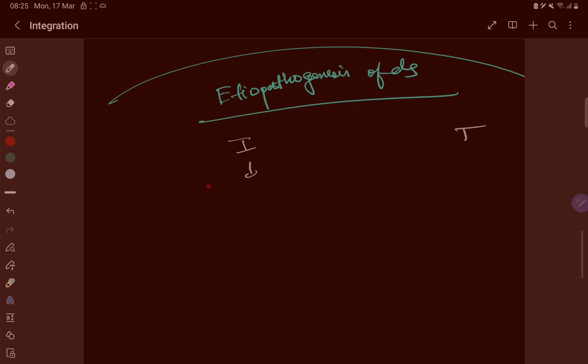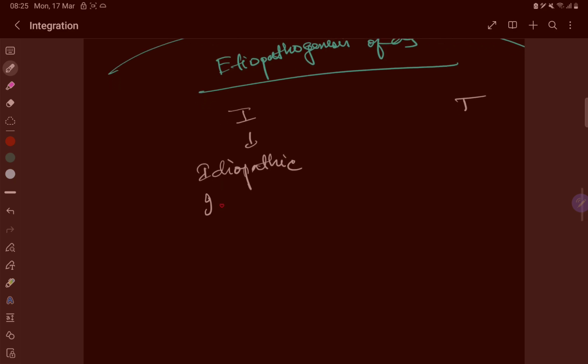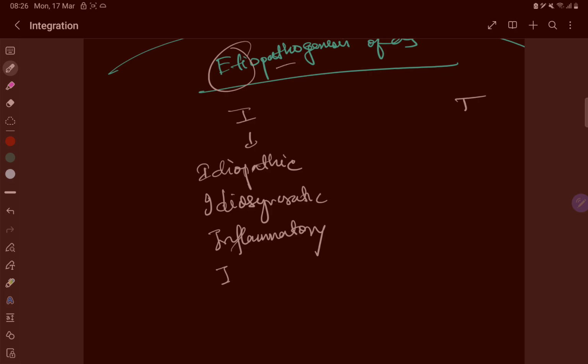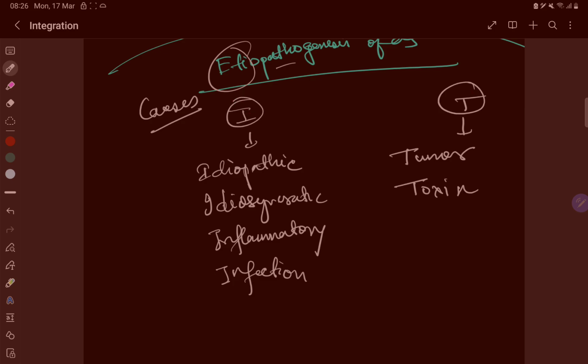How IT? I for idiopathic, idiosyncratic. I for inflammatory. These are etiopathogenesis: what is the causative organism, the causative things. Inflammatory, infection. T for tumor, toxin. You can see everything comes under IT only.